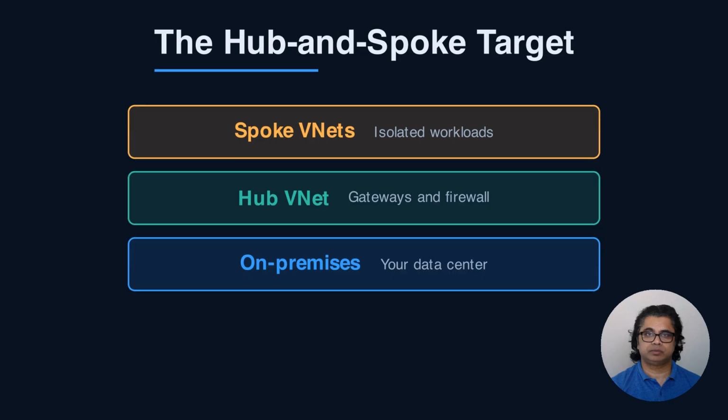The pattern is deliberate. Spokes never connect directly to on-prem. All cross-boundary traffic flows through the hub, where you place your firewall, gateway, and inspection. This is the standard Microsoft hub-and-spoke topology, and it's the foundation for landing zones. Each connection in this diagram uses a different primitive, and that's the whole lesson.